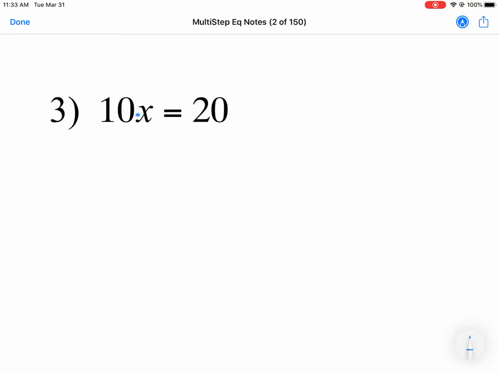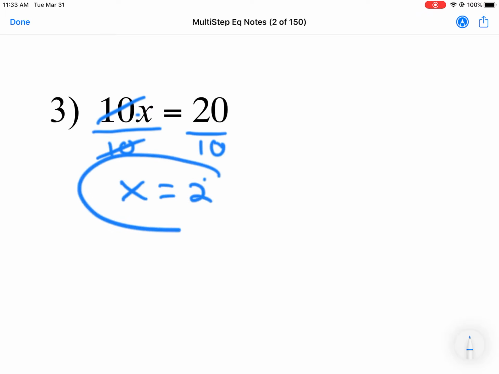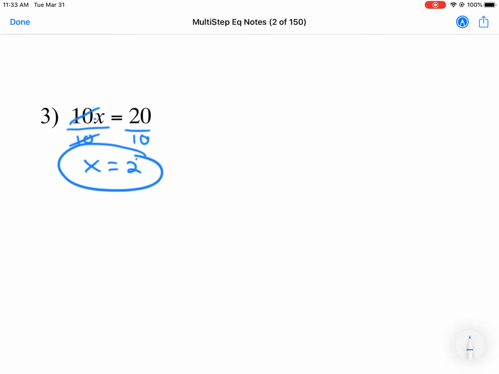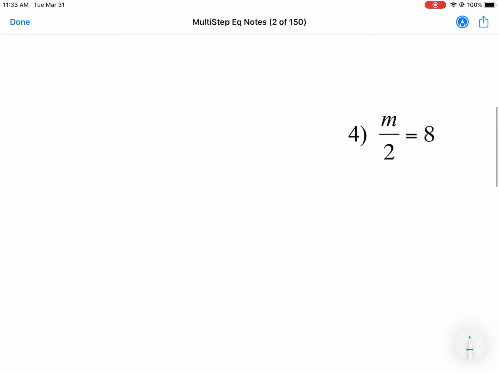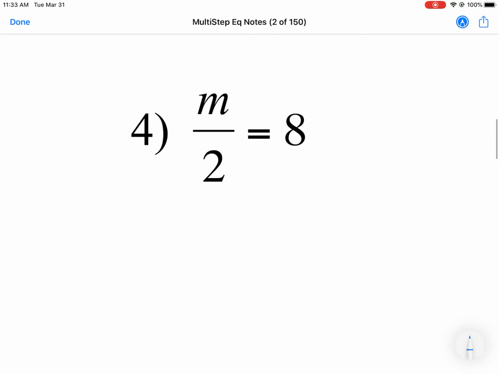All right, so number 3, 10x equals 20. Remember, this is multiplication going on right here, 10x. The opposite of multiplication is division. So we're going to divide both sides by 10 to get x all by itself. So x will equal 20 divided by 10, which equals 2. So that x equals 2. Sound good? The 10's cancel because 10 divided by 10 is 1. They go away, they're gone. And then we know 10 times 2 is 20, so that answer is good.